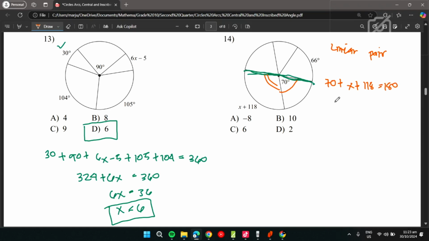And then we're gonna do, what is 70 plus 118? That is actually, what is that? That's 170, 188, right? So x plus 188 equals 180. So, x now is negative 8. Alright, anong letter ba yan? That's letter A.